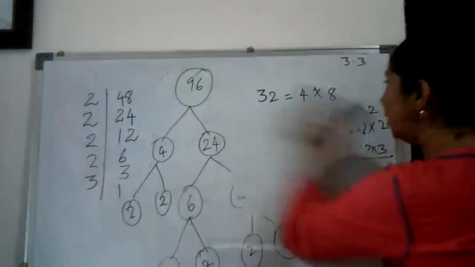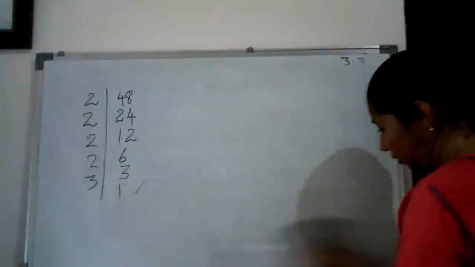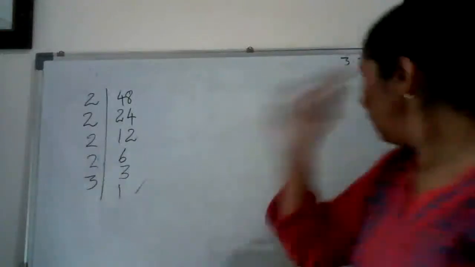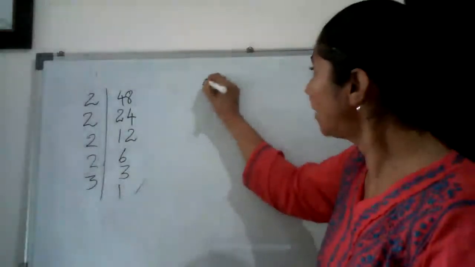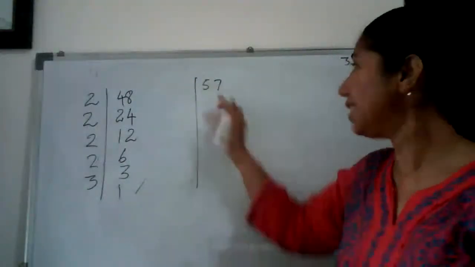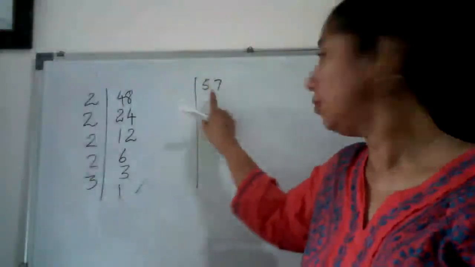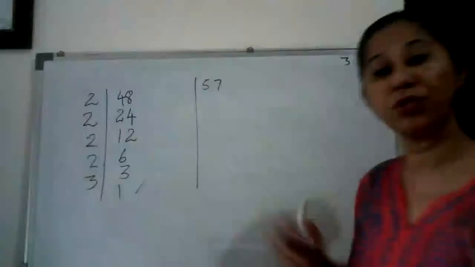Now, one question I will be taking here. I'll tell you that, okay, factorize 57. Okay, so 57 is the given number. We have to factorize this further. Okay, so how to do it? So first of all, check, is it an even number? So we have to start with 2.